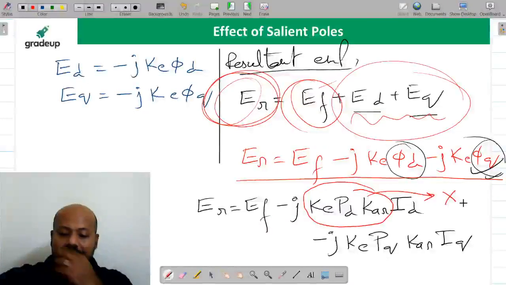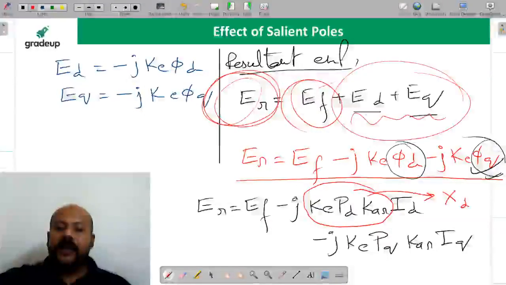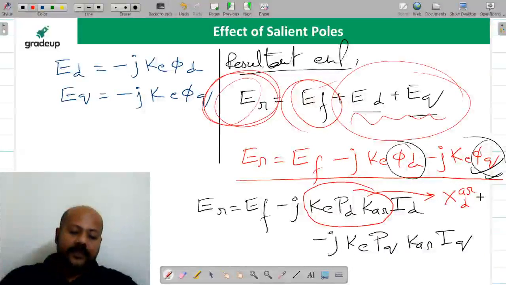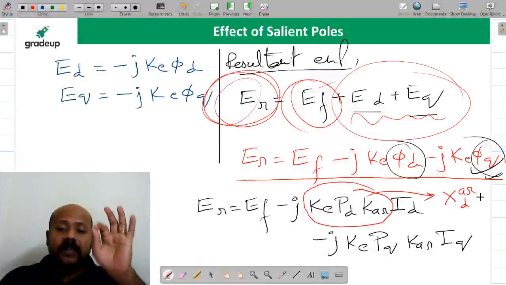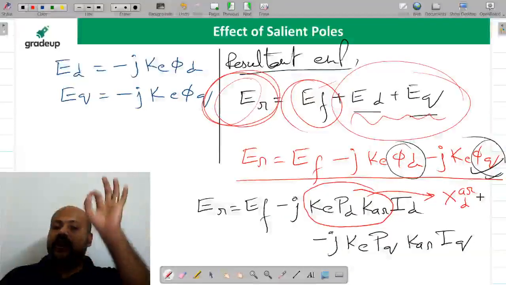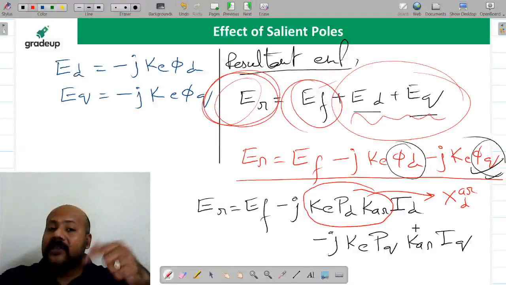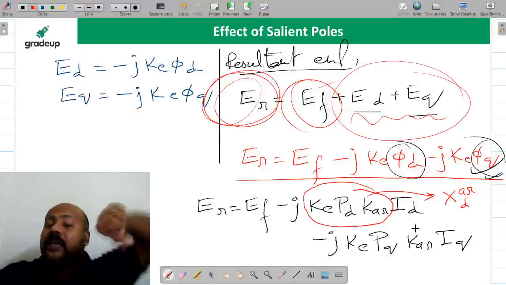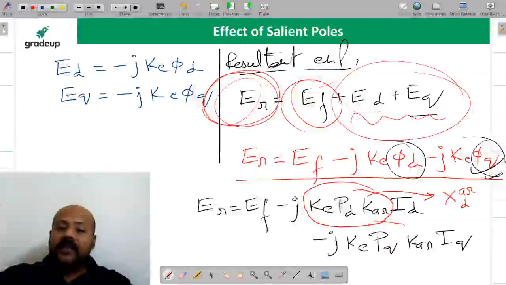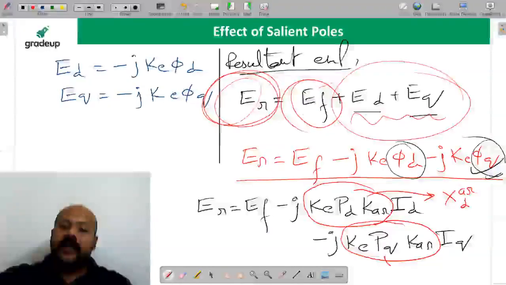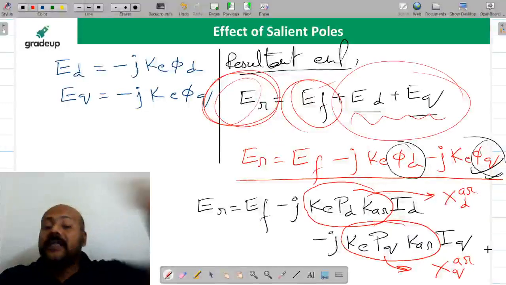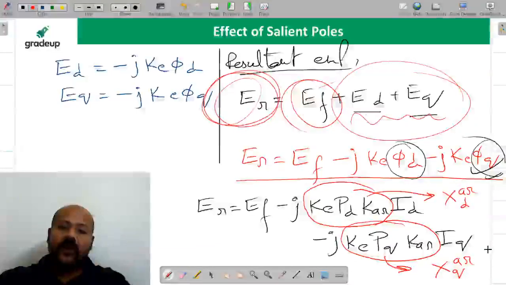X DAR. You focus, that is very important. If you miss this, then you are going to get confused. I am writing this quantity as XDAR, that is the armature reaction direct axis component of the equivalent reactance. And this quantity, beta, we are going to write as XQAR, that is the quadrature axis reactance component of the armature reaction. I hope it is clear to all of you.